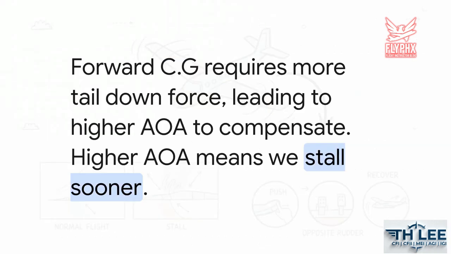If your center of gravity is too far forward, your nose naturally wants to drop. To fight that, you need more tail down force pushing the back end down. But wait, more downward force overall means your wings now have to generate even more lift to compensate. And how do we get more lift? By increasing the angle of attack. So a forward CG puts you at a higher angle of attack, meaning you'll stall at a much faster airspeed.